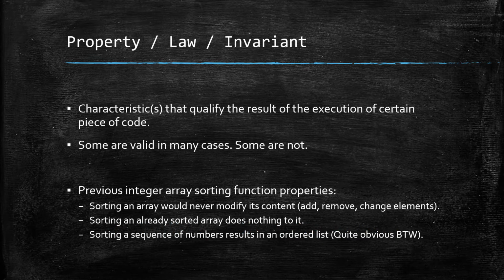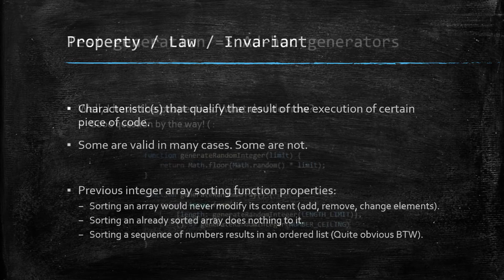Next, a property law or invariant in relation to tests is a characteristic that the result or output of the execution of a certain piece of code has to comply with. However, not every piece of code will have the same set of rules or present the same difficulty in defining such rules. To clarify this, we won't define the same set of rules to test our sorting function as we would to test Dijkstra's minimum path algorithm for a graph, right? The defined set of invariants or rules is going to be different. Here on the screen you can see some of the properties that were defined for the sorting function we mentioned before.